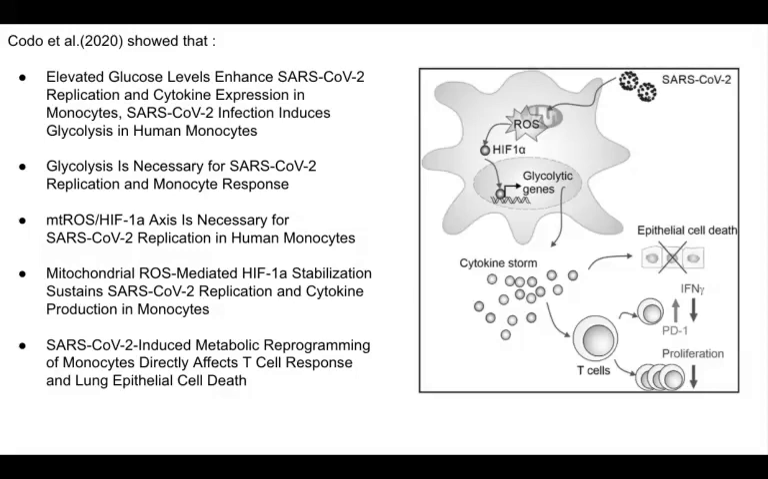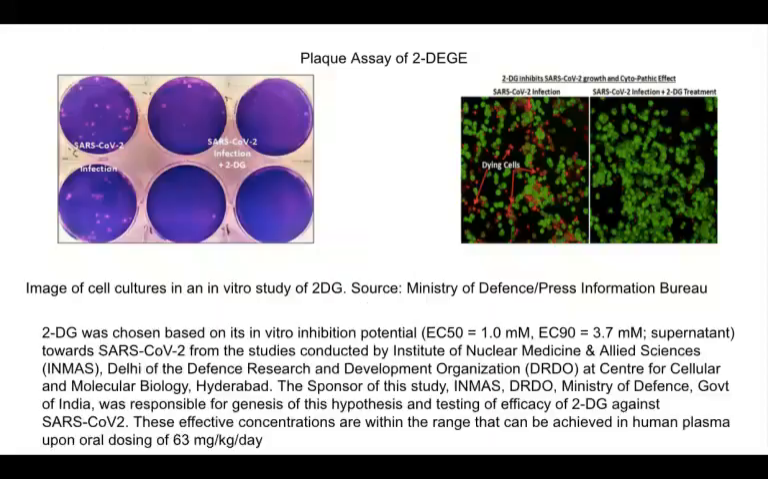So here we're seeing multiple mechanisms by which he has established a link between elevated glucose levels, SARS-CoV-2, and its importance in the replication and response of a cell infected by SARS-CoV-2.